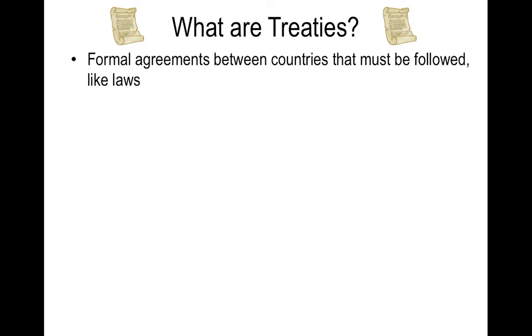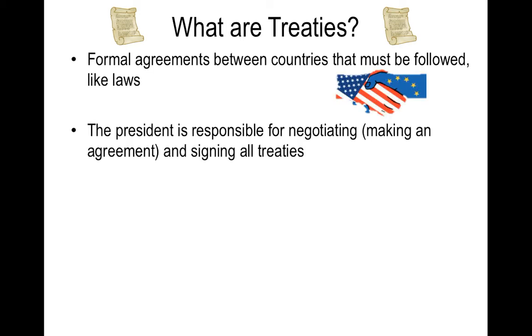Treaties are formal agreements between countries that must be followed, like laws. Okay, so a treaty is kind of like the agreement that students make with the school that they will come to school with their uniform, with their homework done, with their school books, and the school has agreed to teach the students their education. All right. The president is responsible for negotiating, making an agreement, and signing those treaties.